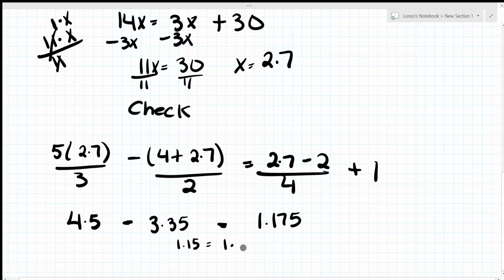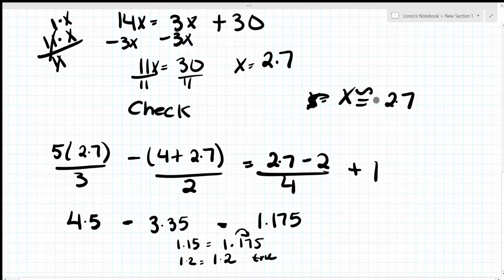Does this equal 1.175? They're very close. Now, if I rounded it to 2 decimal places, this is going to be 1.2, and this is going to be 1.2 as well, right? Because if you look at the neighbor, it's 5 or greater, so that's why you round it to 1.2. So this is true, so we can say that x is approximately 2.7.